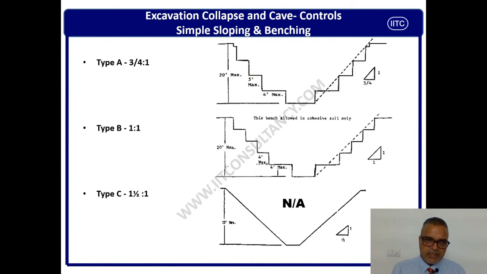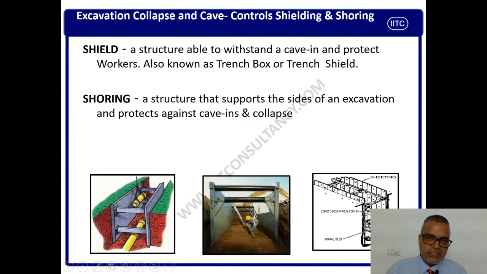Type A 3/4:1, type B 1:1, and type C 1/2:1. This is a typical sloping and benching requirement. The sloping we have seen here, and there are specific pictures given here for your explanation, which is easy to understand. 3/4:1, 1:1, 1/2:1. These are the different slope angles mentioned over here.